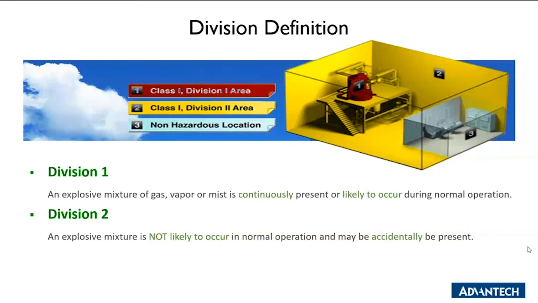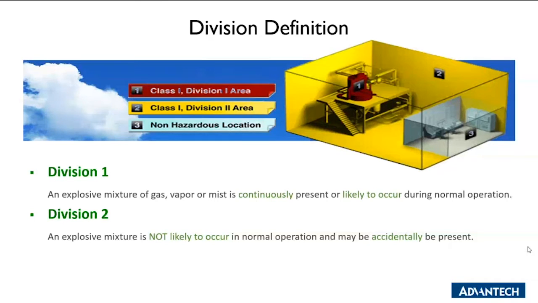For the division definitions, division goes further in classifying how often the flammable or explosive substances are likely to be present under normal operating conditions. We have Division 1 and Division 2. Division 1 means flammable substances are continually present or are likely to exist under normal operating conditions. And Division 2 means flammable substances are not likely to exist under normal operating conditions.